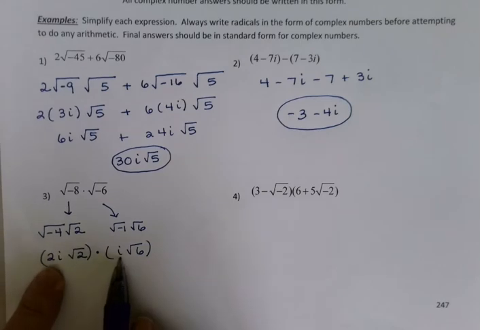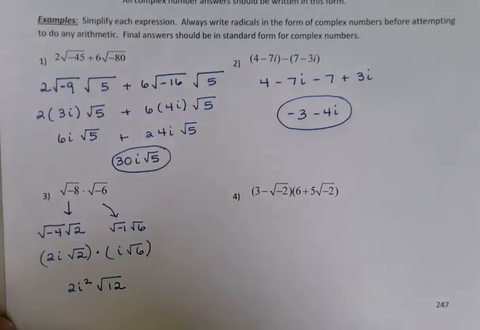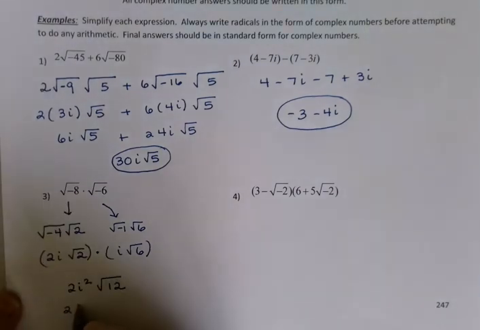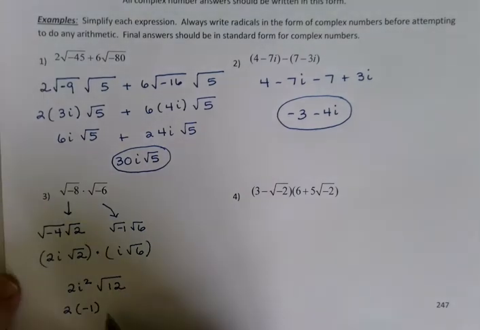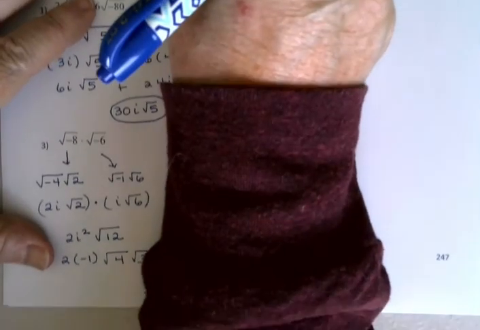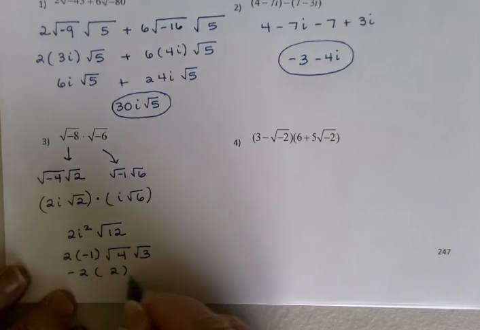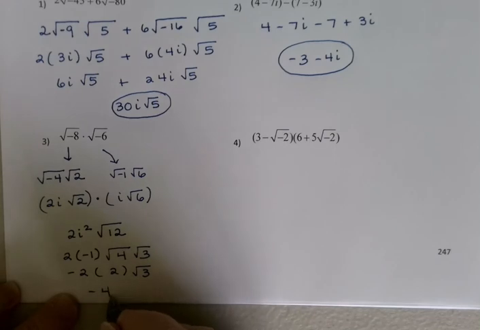So outside the radical, I'll have 2i squared. And inside the radical, I'll have the square root of 12. All right, a little bit more simplifying to do here. i squared, we just talked about this at the top of this page, is negative 1. And I'll break down the square root of 12 as the square root of 4 times the square root of 3. So I have negative 2 times 2 times the square root of 3, or negative 4 times the square root of 3.